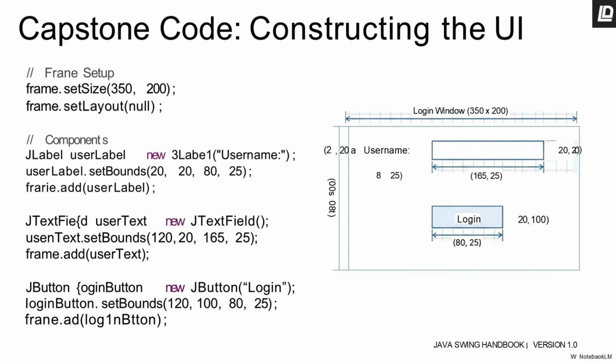In essence, constructing the UI is about combining structure, layout, style, and interactivity. It's the process that turns your Java program from a simple console application into a full-fledged, user-friendly graphical application.